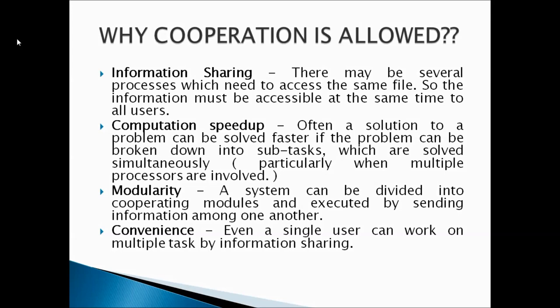Next, convenience. What is the meaning of convenience here? Even a single user can work on multiple tasks by information sharing. A single user can do more tasks at the same time by sharing the information with the other processes. That is possible. So it is convenient for the user to work by sharing the information. So these are the reasons why cooperation needs to be there between the processes. Right guys?